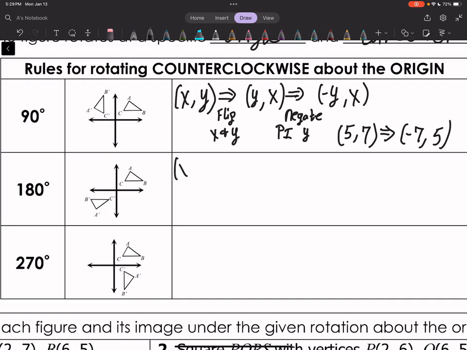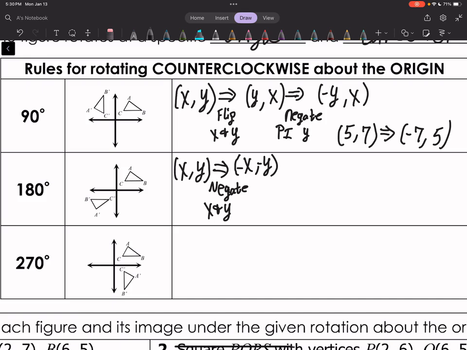If I'm given X and Y and I'm asked to rotate 180 degrees, well, I'm going to be flipping X and Y twice on this. But I do want you to notice something. If I'm going 180 degrees, I'm going to flip twice, which means I'm going to end back up at X and Y. But I'm going to be negating X and Y, so they're both negative. That's it for 180.